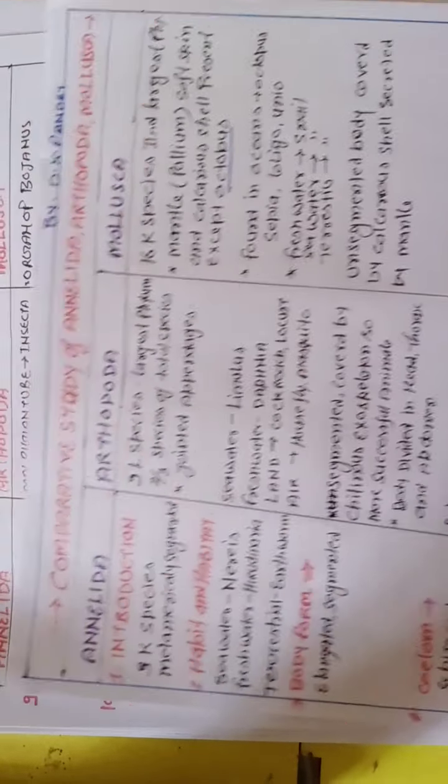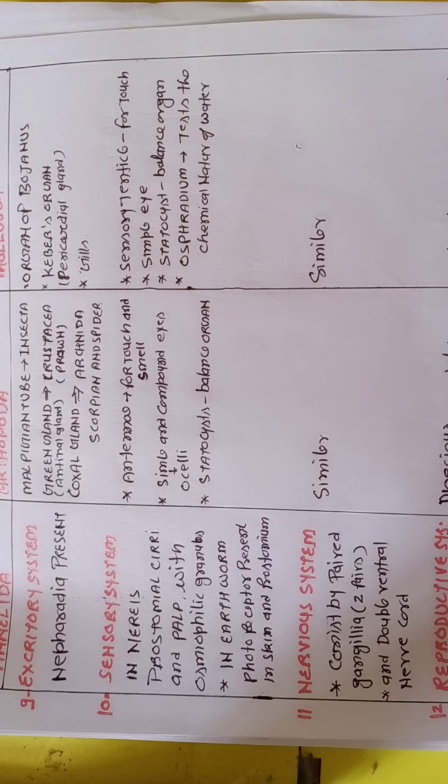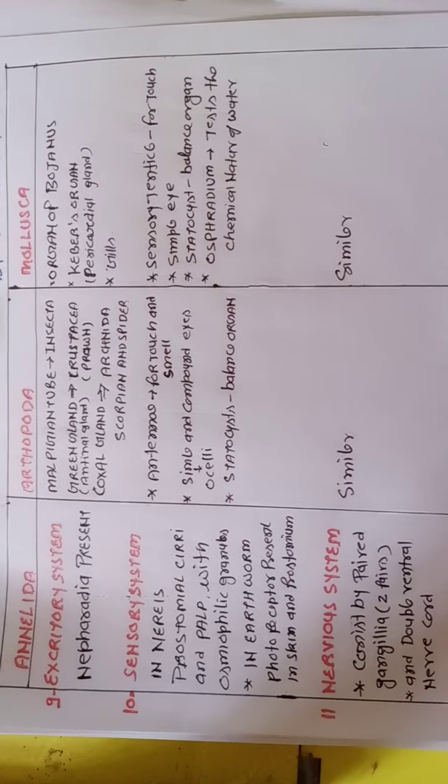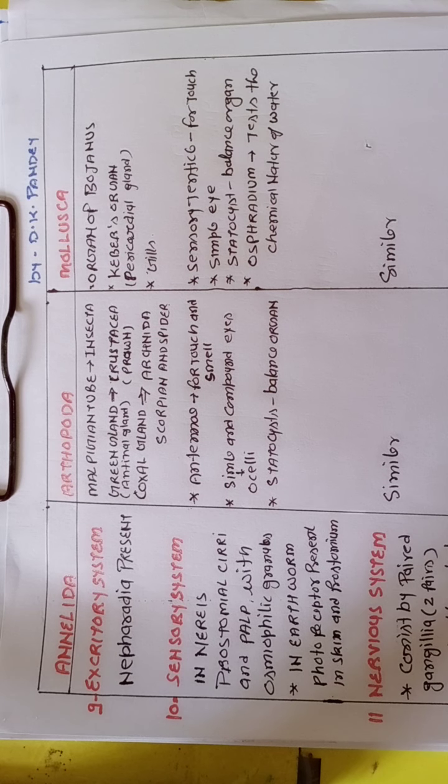Then next, the excretory system. What are the excretory organs in Annelida? The answer is nephridia. As you know, in the earthworm, three types of nephridia are present: septal nephridia, pharyngeal nephridia, and integumentary nephridia. In Arthropoda, animals are found in water, land, and air. That's why there are different types of excretory organs also. The Malpighian tubule is present mainly in Insecta, but also in other animals.